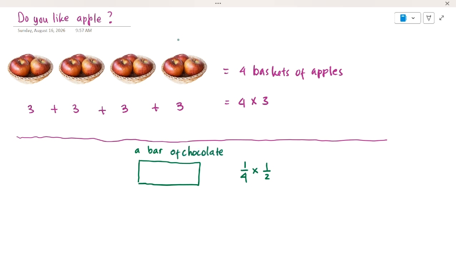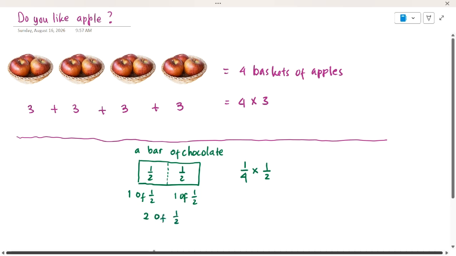So the story goes like this. If we divide a bar of chocolate into 2 equal parts, we have 1/2 on the left side and 1/2 on the right side. This 1/2 on the left side, we can say it as 1 of 1/2. And on the right side, we can also say it as 1 of 1/2. Now, we have 2 of 1/2, which mathematically we can say as 2 times 1/2.